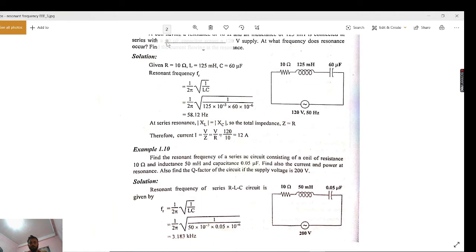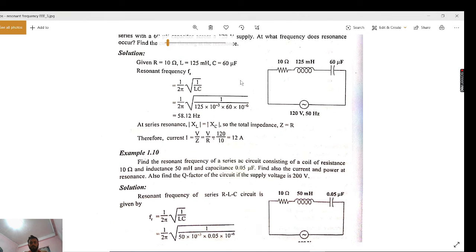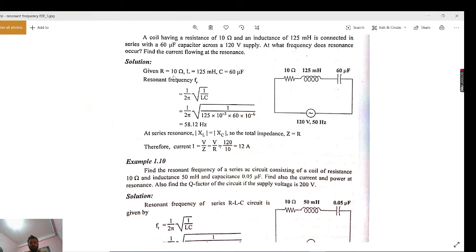So here in this question we can see the value of R is given as 10 ohm, the value of L is given as 125 millihenry, and C is given as 60 microfarad. Since R, L and C are connected in series, for the series case the resonance frequency is given as 1 upon 2 pi root over 1 upon LC. All the parameters are given, we just have to substitute all the values and calculate.